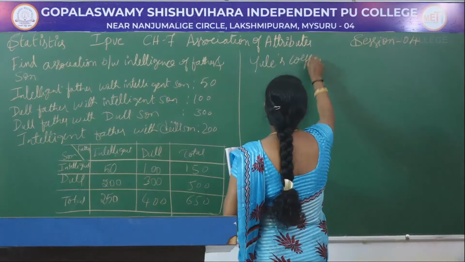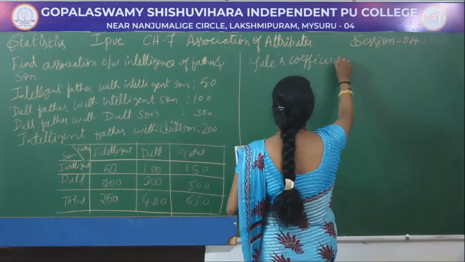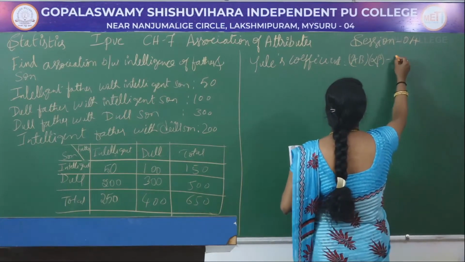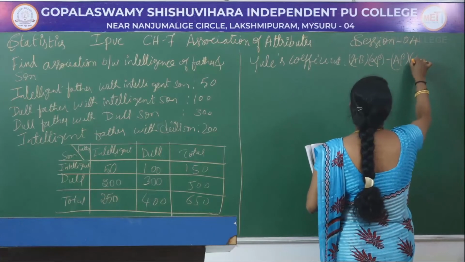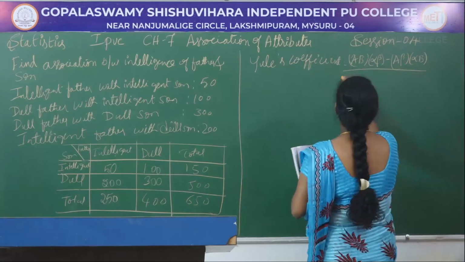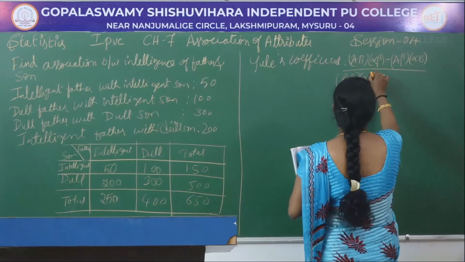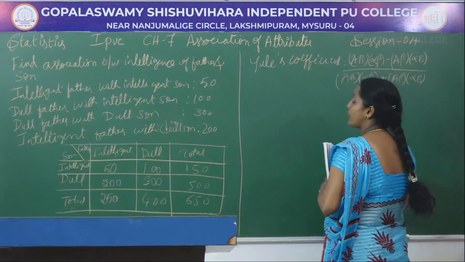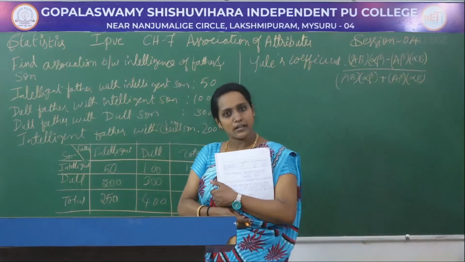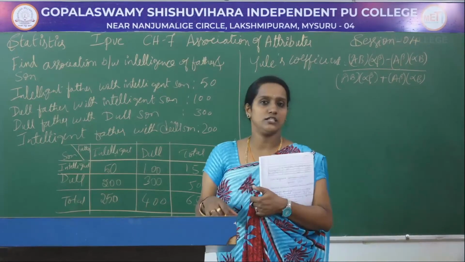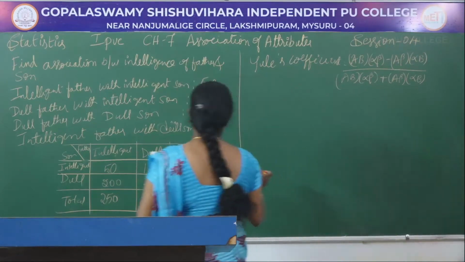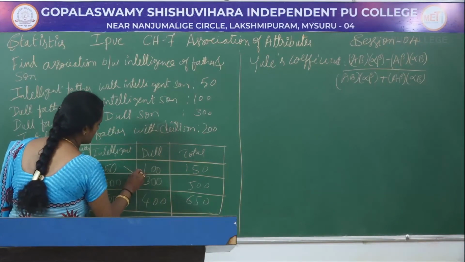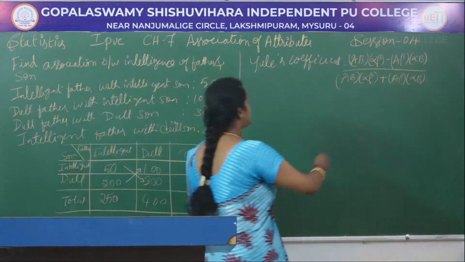Yule's coefficient. The formula is AB alpha beta minus A beta alpha B divided by AB alpha beta plus A beta alpha B. So each and every time you should write the formula so that it is easy to remember. Now the next step is you have to substitute the values. You have to take the cross multiplication of the values. Okay, so I am substituting the values.